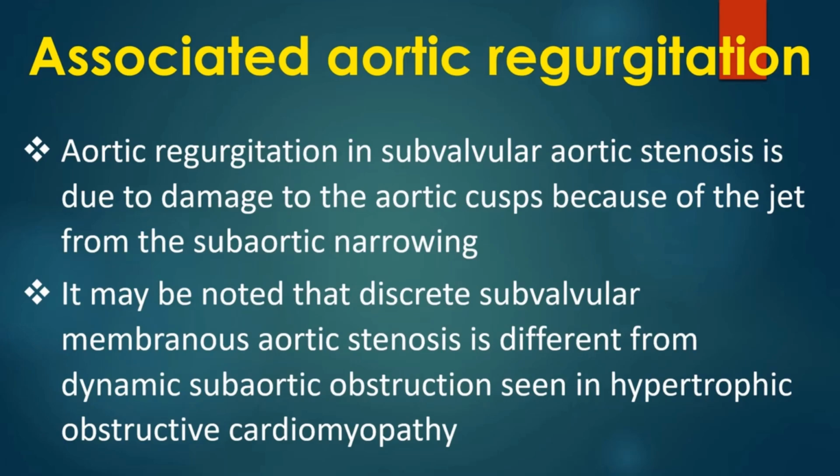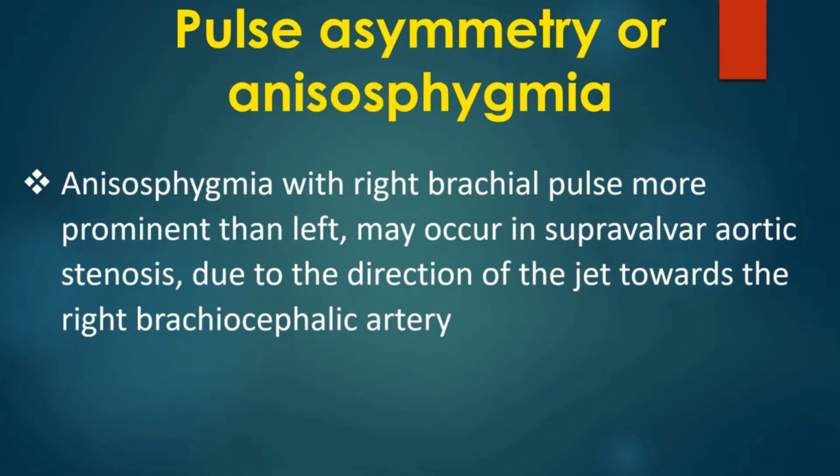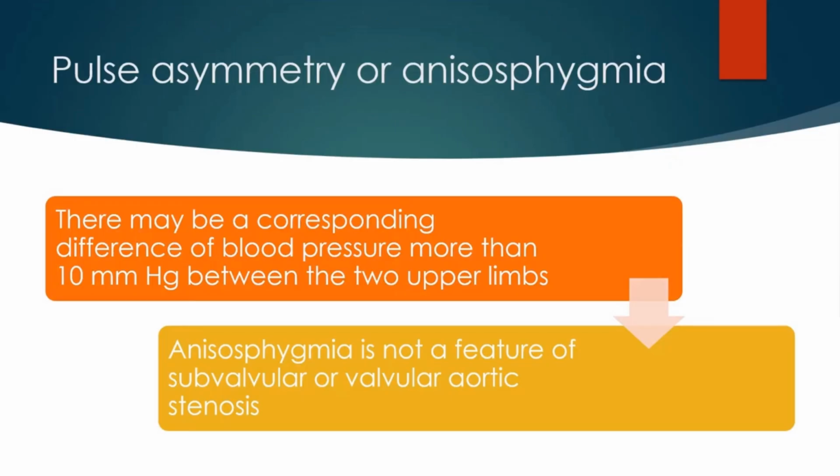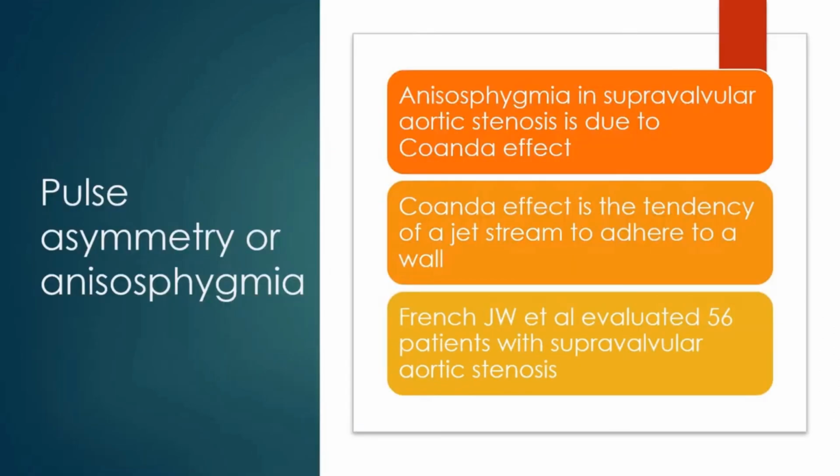hypertrophic obstructive cardiomyopathy. Anisosphygmia with right brachial pulse more prominent than left may occur in supravalvular aortic stenosis due to the direction of the jet towards the right brachiocephalic artery. There may be a corresponding difference of blood pressure more than 10 millimeters of mercury between the two upper limbs. Anisosphygmia is not a feature of subvalvular or valvular aortic stenosis. Anisosphygmia in supravalvular aortic stenosis is due to Coanda effect.